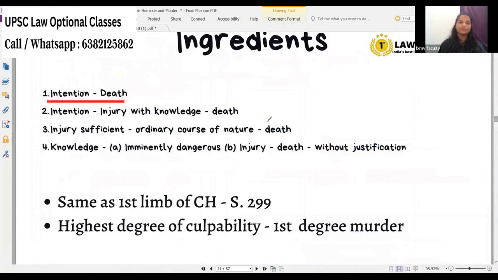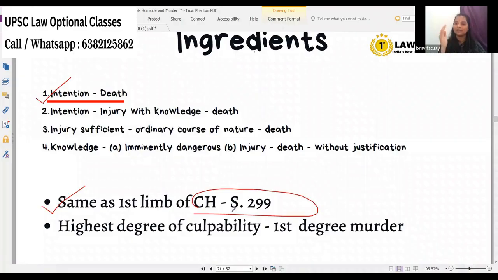So the first clause talks about first degree murder. First degree murder means it is a very, very grievous offense. The culpability is very high. It simply says causing the death of a person, causing culpable homicide of a person with the intention of causing death. I want to kill the person, I kill the person. How straight it is. So it is the simplest and the highest degree of murder. As I told you, it is the first limb of culpable homicide. That's why we say that murder is a part of culpable homicide.